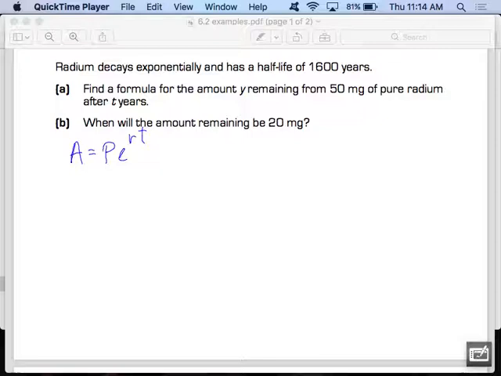There's the true PERT equation. You can adjust it using whatever variables you want. For instance, in the last problem, we used K to be the rate. If you want to use R, that's fine. If you don't like P and you want to change P to R for radium, or change A, I don't care what variables you want to use. It's entirely up to you. The standard in calculus is usually K for rate and C for your starting amount.